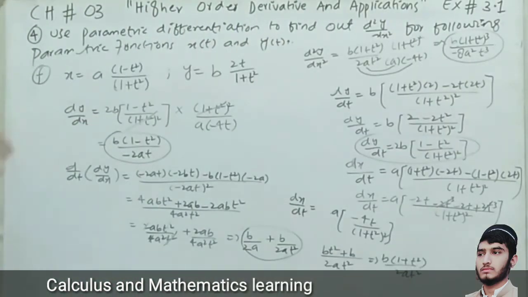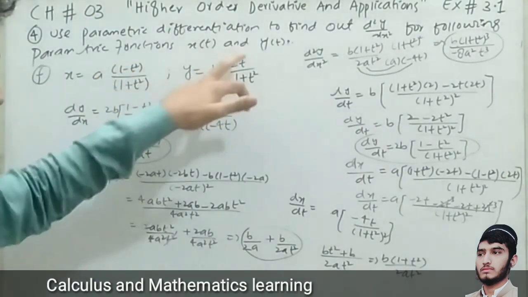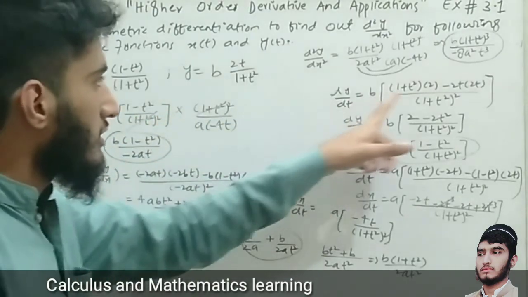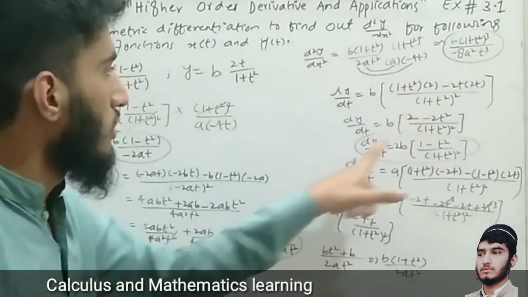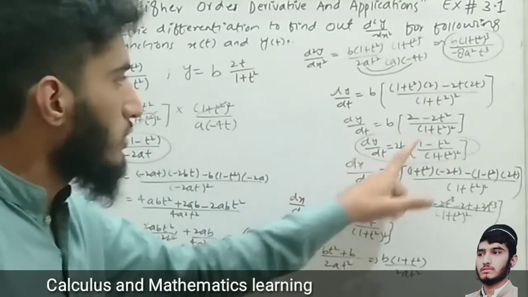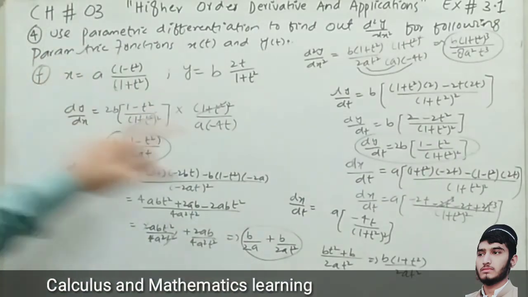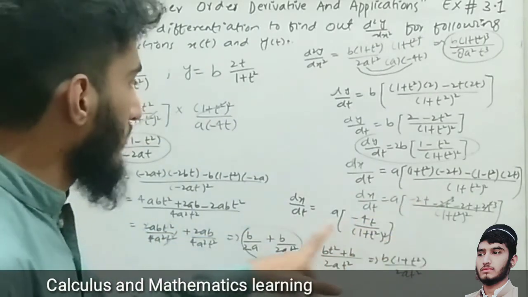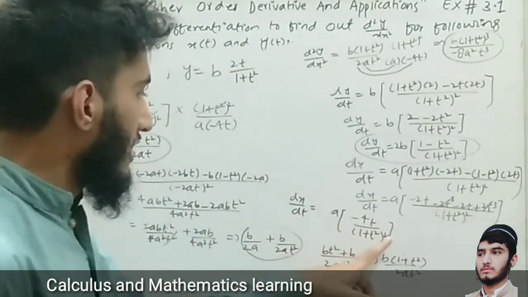Now the last part, number f: x is equal to a into (1 minus t square), y is equal to b into 2t over (1 plus t square). First we are going to differentiate y with respect to t, using the quotient rule. We will take b common, and it will give us dy by dt equals 2b into (1 minus t square) over (1 plus t square) whole square. After that, differentiate x with respect to t. So we will take a out common and differentiate this function using the quotient rule. It will give us a into minus 4t divided by (1 plus t square) whole square.